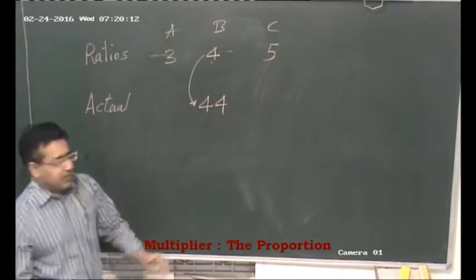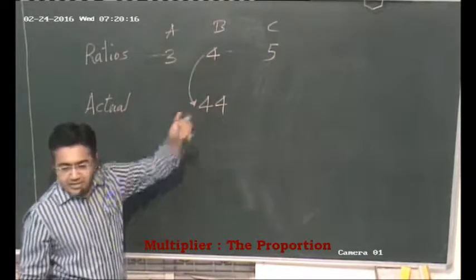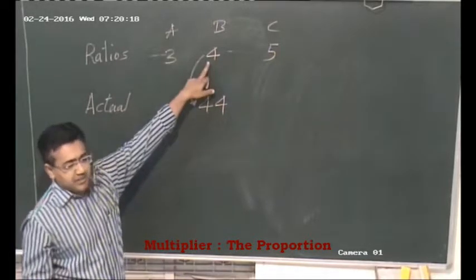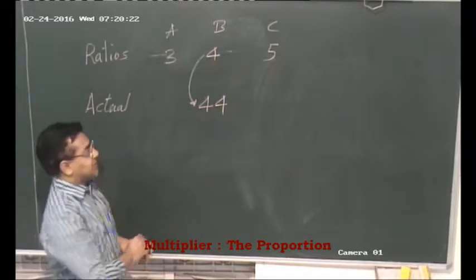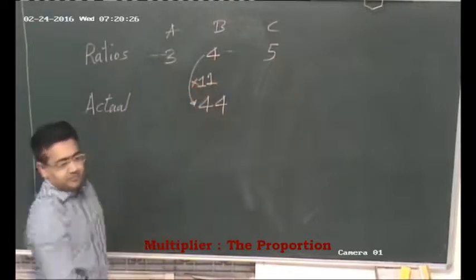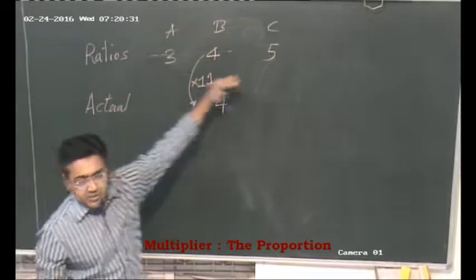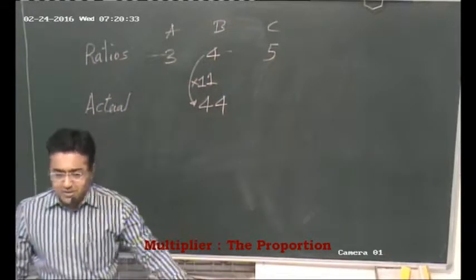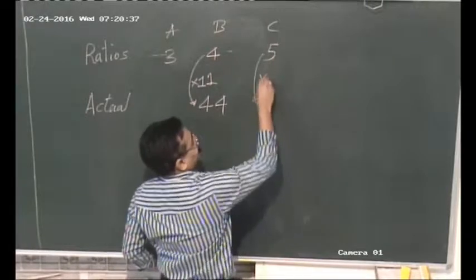What does this multiplier mean? This is actual upon the ratio. This is a figure which if I multiply the ratio with, I will get the actual number. So this is basically actual upon ratio, and I say okay, so it is 11 times. What this means is I can multiply any ratio with this multiplier to get the actuals. So if I know that this is 44, then I know that this is 55.